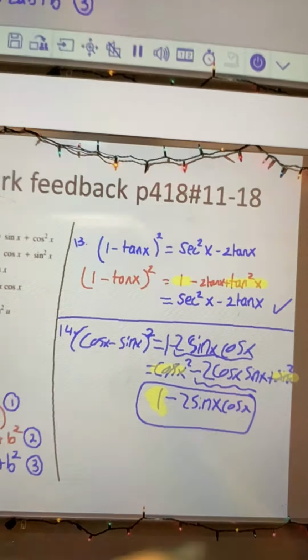Second one, which is 14, very similar. I use the same identity: cosine squared, so first term squared, minus 2 multiplied by first multiplied by second, so 2 cosine sine, plus sine squared. Cosine squared plus sine squared is 1. 1 minus 2 sine cosine, or cosine sine, it doesn't matter. If you're multiplying, it doesn't matter about the order. And let's see, is that what we needed? 1 minus 2 sine cosine. Yes, 1 minus 2 sine cosine. That was number 14.